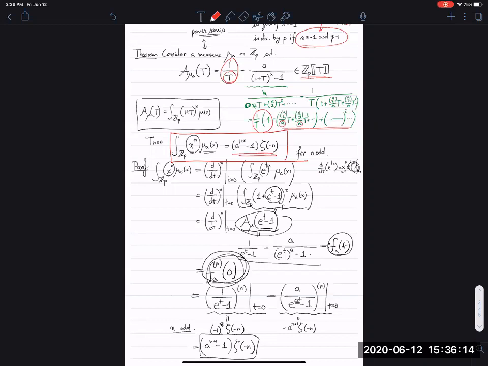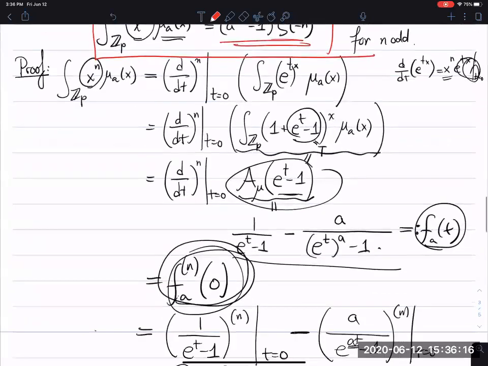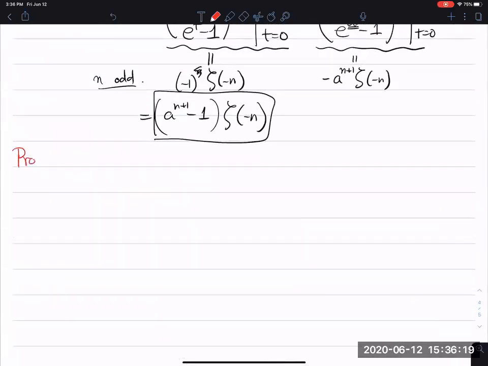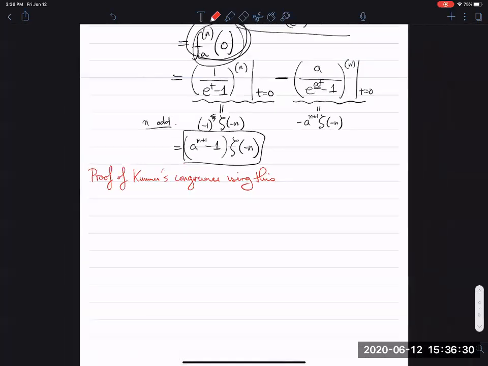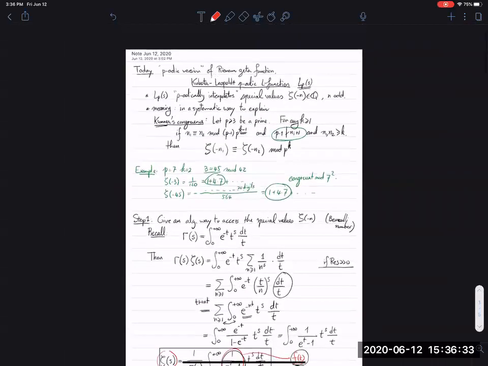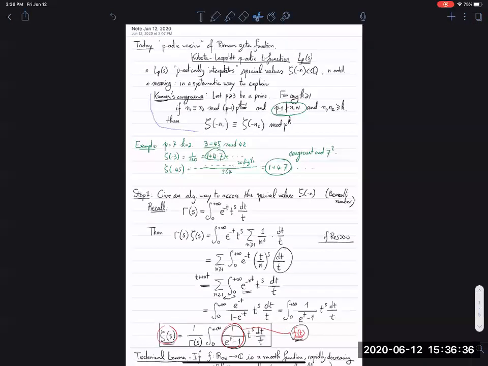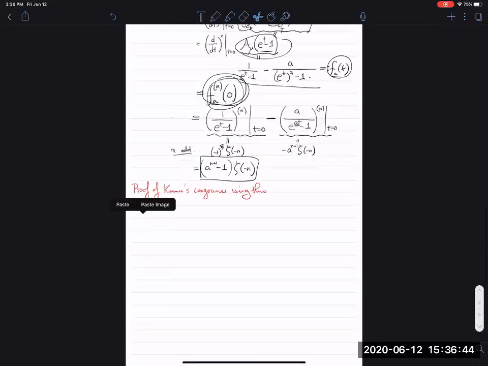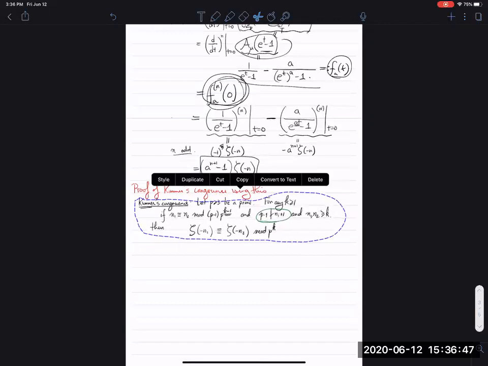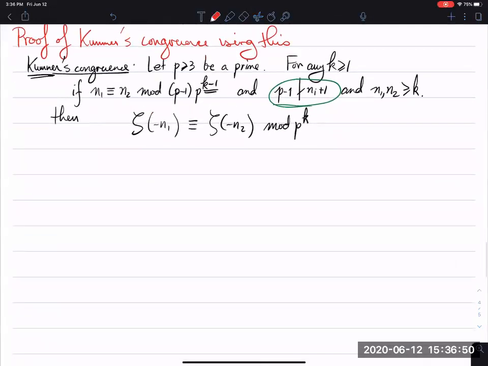Okay, now I want to explain how to prove Kummer's congruence using this. So let's maybe go back and then copy and paste the Kummer congruence to here. Let's see. So let's do this. So how do I do Kummer's congruence?